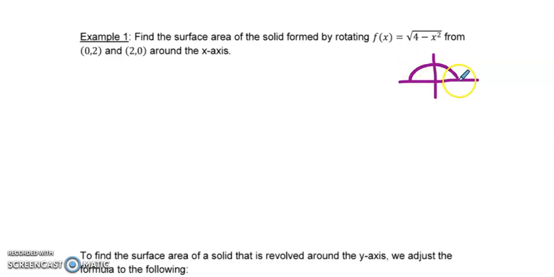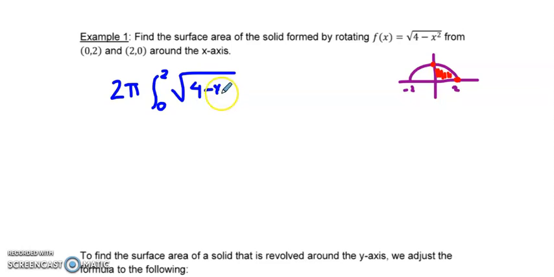This is the semicircle. This is from -2 to 2. So the point 0,2 is here, the point 2,0 is here. So it looks like we're just doing this quarter circle and we're rotating it around the x-axis. So to do that, we're going to have a 2 pi out in front. Our x-axis limits of integration are 0 and 2. And then what we need is f of x, which is the square root of 4 minus x squared.